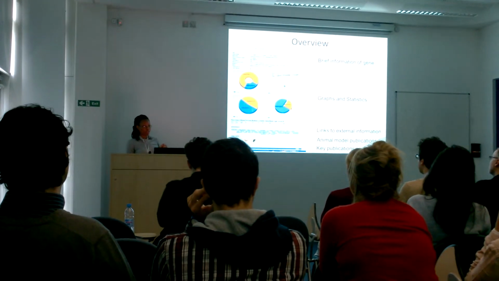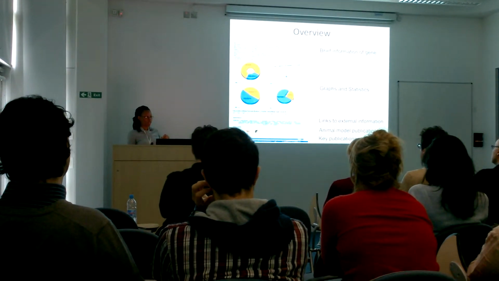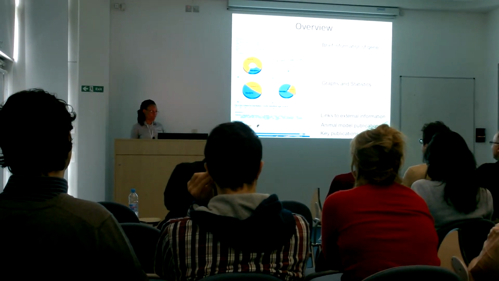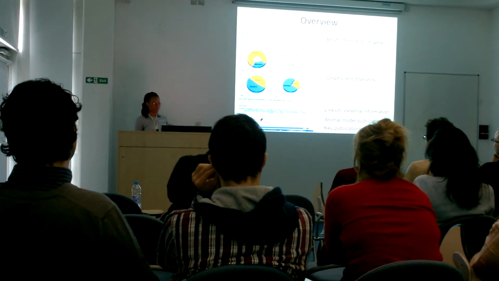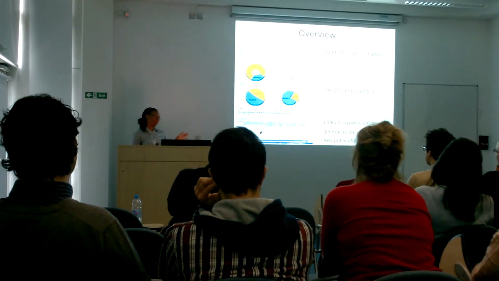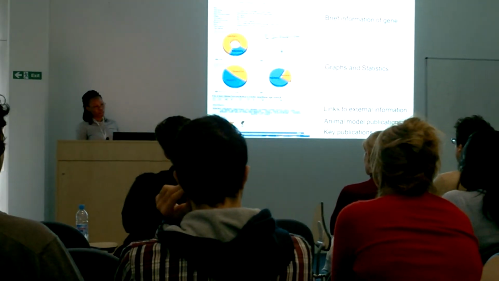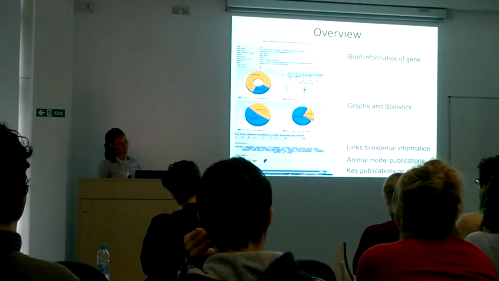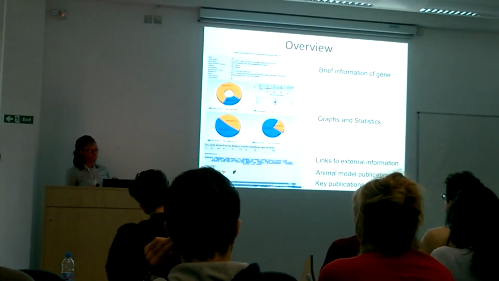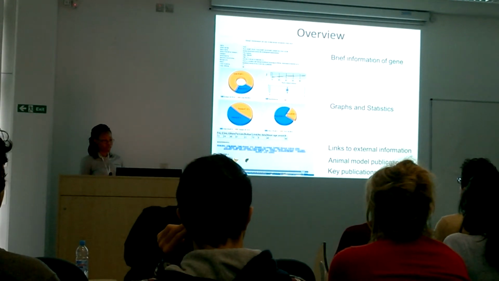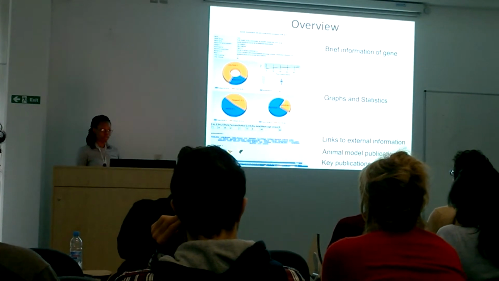One of the recent additions to the database is the animal models, where you have publications from animal models, just for people who do research on animals to see what animals have been researched on that particular gene. And we've got the key publications right at the bottom, the long list of it.